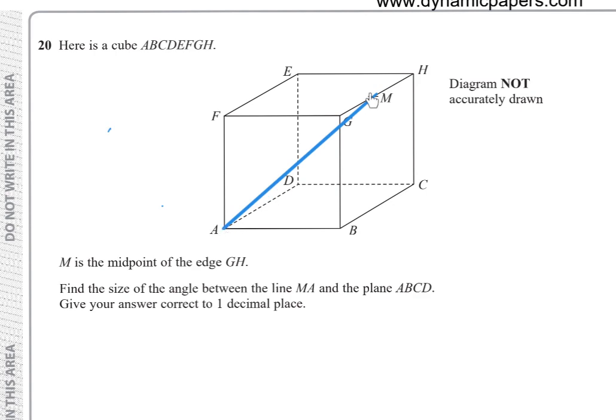From M, draw a perpendicular. This perpendicular will be at the midpoint between B and C. So if we draw a perpendicular from M to the plane, it will be like that, and this is the midpoint between B and C. We can call this point X. Now we need to join AX. So the angle we need to find is the angle between AX and AM. So we need to find this angle.